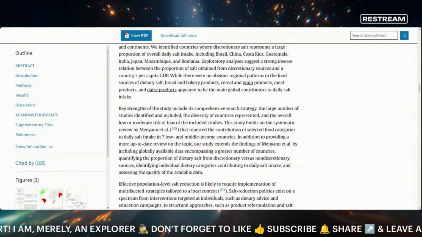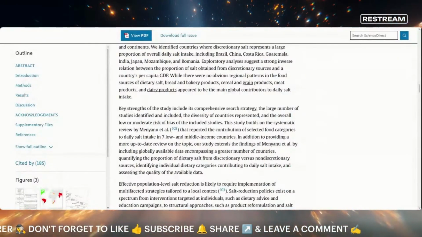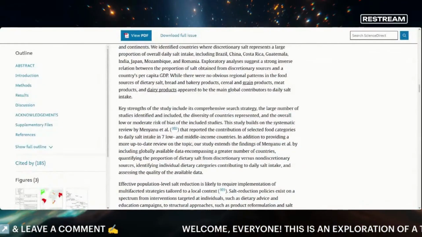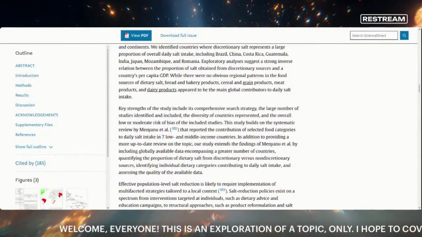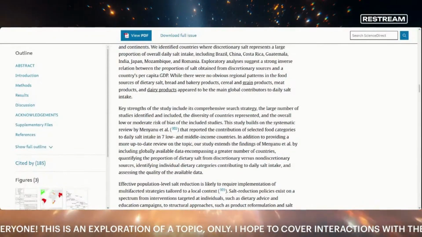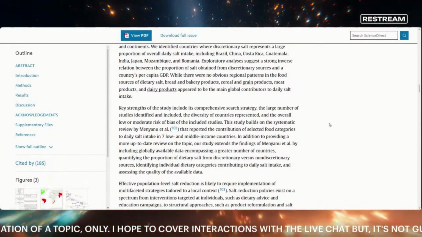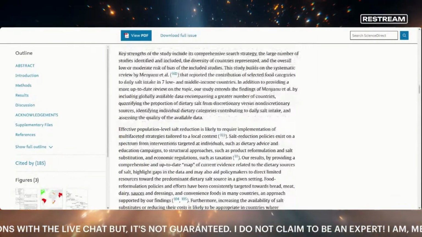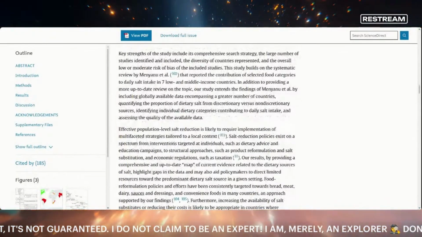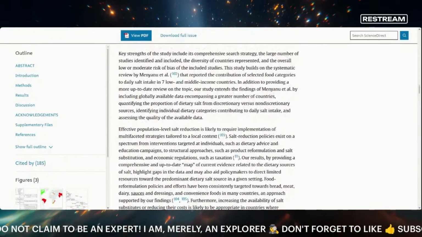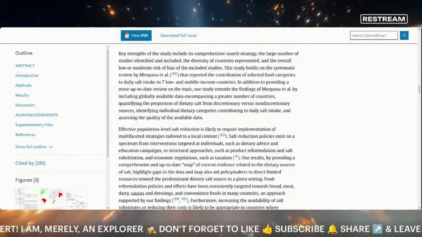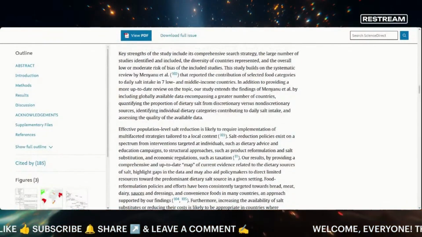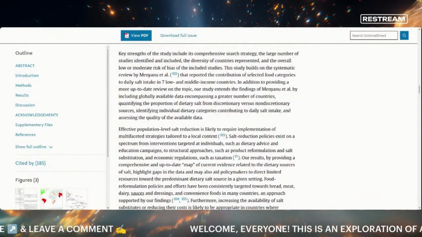This study builds on the systematic review by Menyanu et al. that reported the contribution of selected food categories to daily salt intake in 7 low and middle income countries. In addition to providing a more up-to-date review on the topic, our study extends the findings of Menyanu et al. by including globally available data encompassing a greater number of countries, quantifying the proportion of dietary salt from discretionary versus non-discretionary sources, identifying individual dietary categories contributing to daily salt intake, and assessing the quality of the available data.